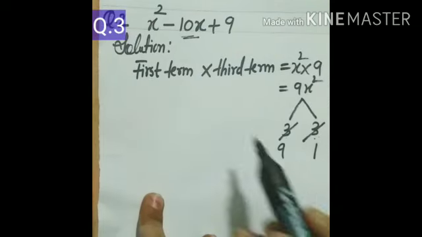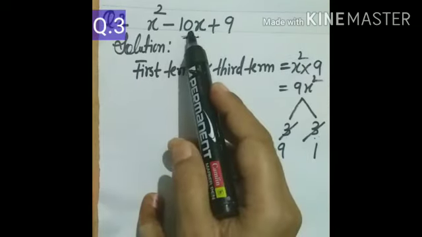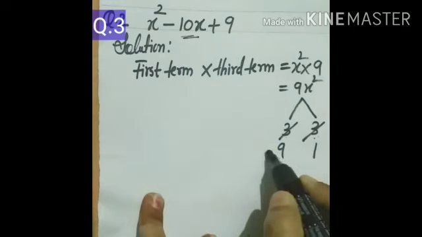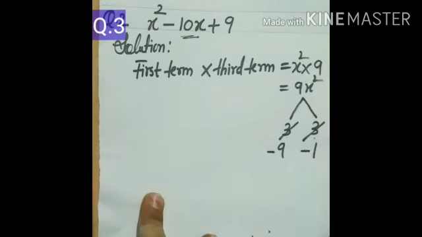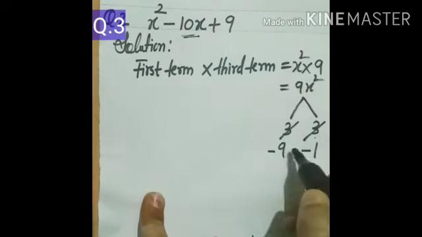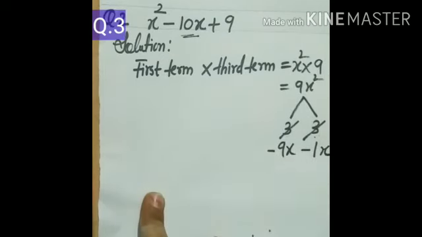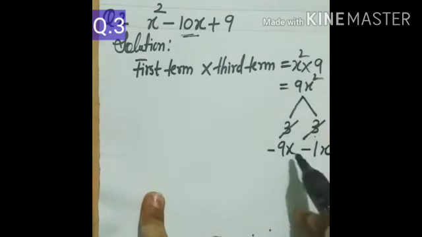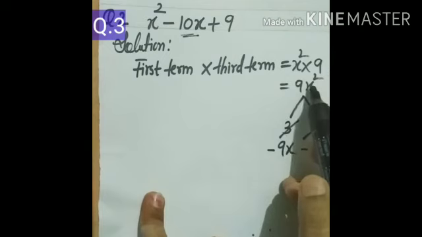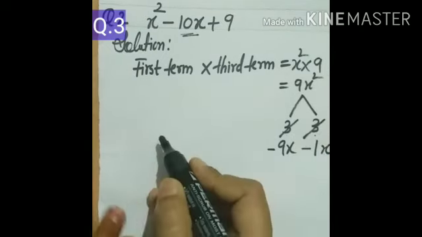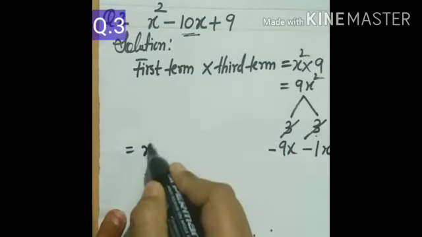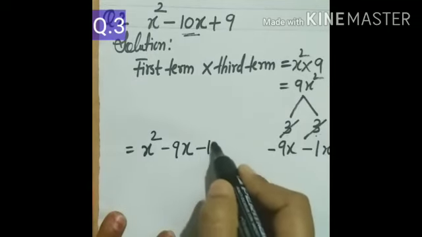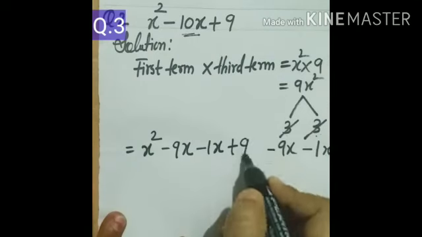Okay. Now here children, we have to see what is the sign with the middle term. What is the sign? Minus. So here we give minus and here also we give minus. Okay. X and X. Okay children. 9 ones are 9. X into X, X square. Okay. Now x square minus 9x minus 1x plus 9.